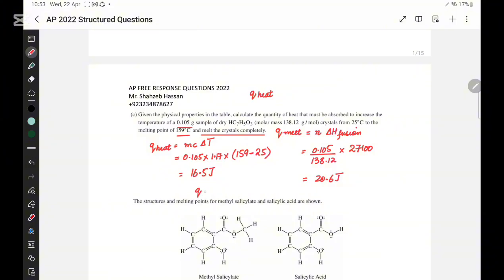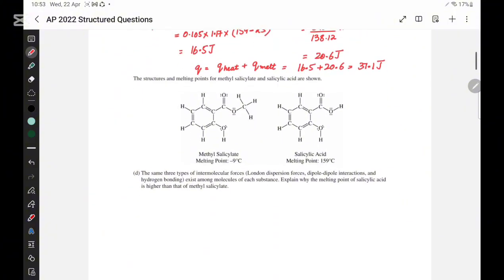So when you are adding them, Q is equal to Q heat plus Q of melting. The answer is 16.5 plus 20.6, so it is going to become 37.1 joules. This is our final answer.